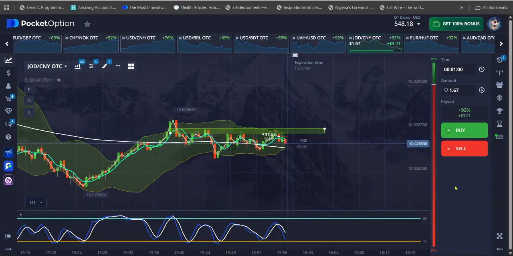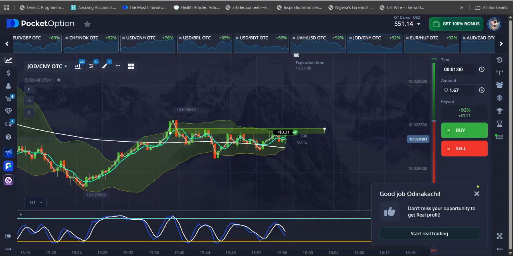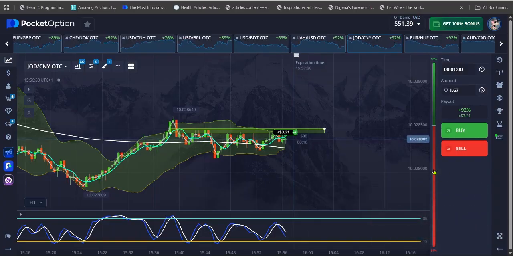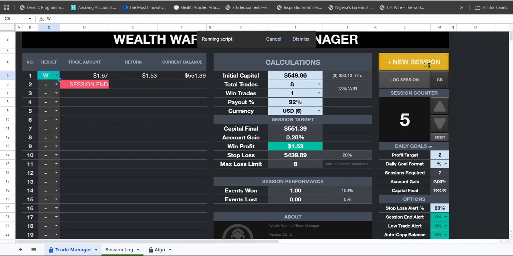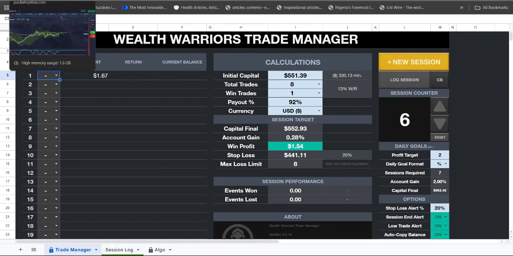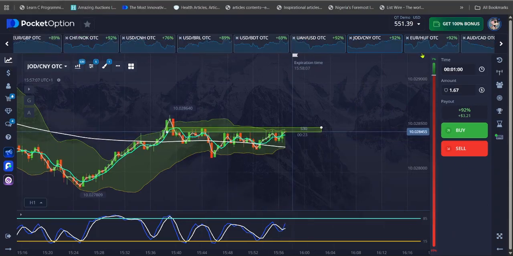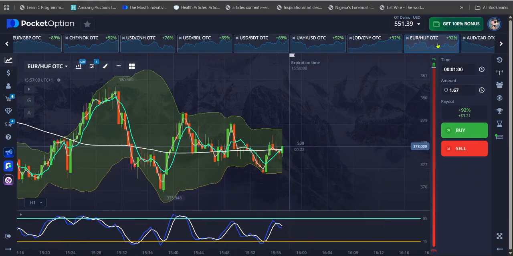But let's watch if this will give us profit. And yeah, I think we're in the clear. All right, that is a profit. We won that trade. So we mark it. So let's do 1.67. Let's find another trade.